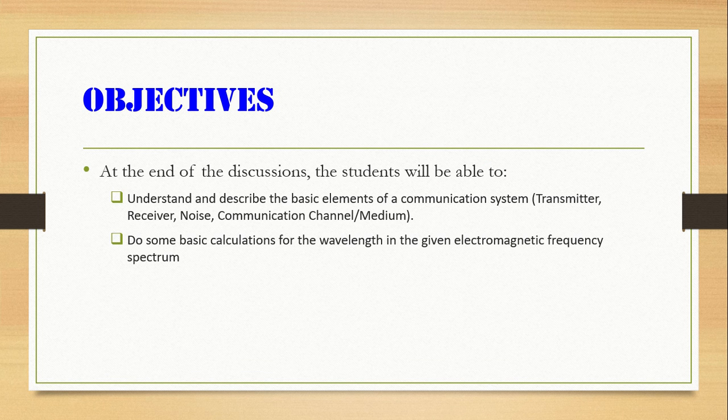All right, so here are the objectives of our discussion for today. At the end of the discussions, the students will be able to understand and describe the basic elements of a communication system that is composed of transmitter, receiver, noise, and communication channel or medium. Then do some basic calculations for the wavelength in the given electromagnetic frequency spectrum.